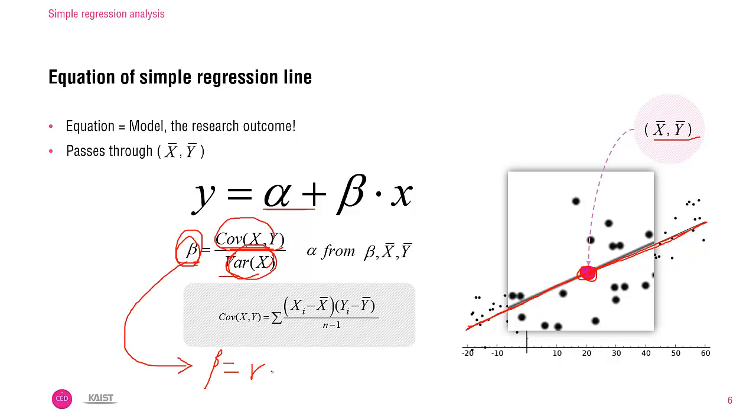R multiplied by standard deviation of y over standard deviation of x, right? So knowing the R value and SDX and SDY, we can also calculate the beta value. So eventually you have the slope and intercept data, and you're finished with the equation.